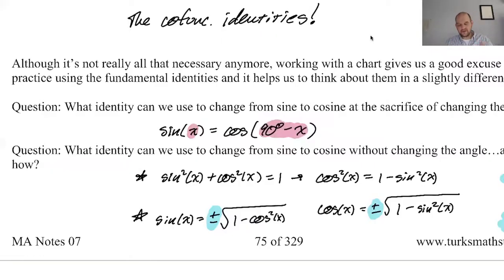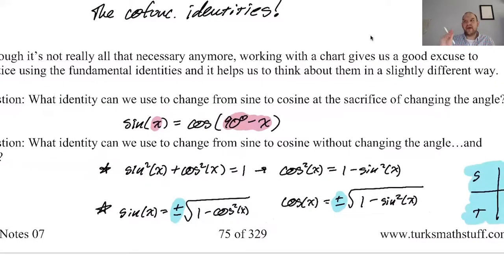All right, we're back. We're going to be talking primarily about page 76, but page 76 relies on you knowing the fact that you can always convert from sine to cosine at the expense of changing the angle if you're willing to use cofunction identities. You can also change from cosine to sine, which actually is going to be more relevant, but you can change between cofunctions at the expense of changing the angle.